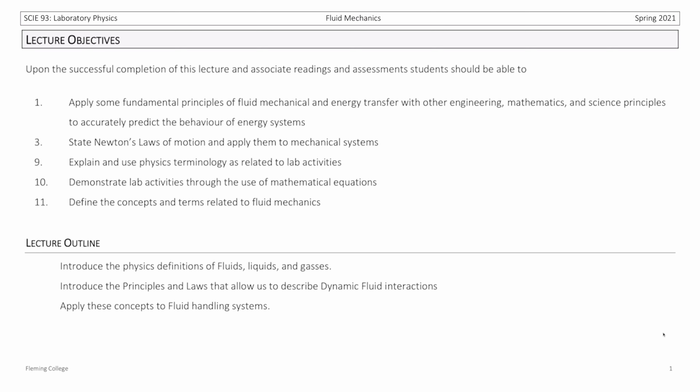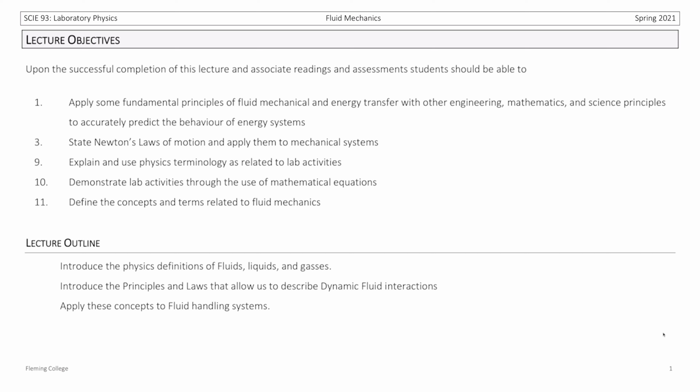We're going to add a few learning outcomes to this week's lecture, in that we are going to apply some fundamental principles of fluid mechanics to energy systems, and we're going to continue to work with Newton's laws of motion, make sure we're able to explain and use physics terminology as related to lab activities, and also demonstrate lab activities and define concepts and terms related to fluid mechanics.